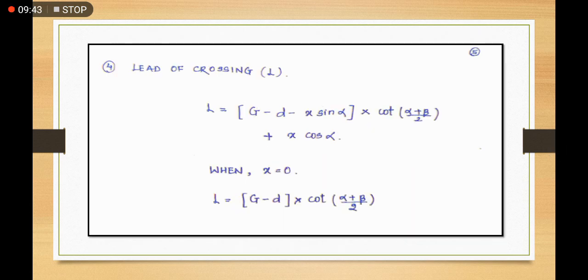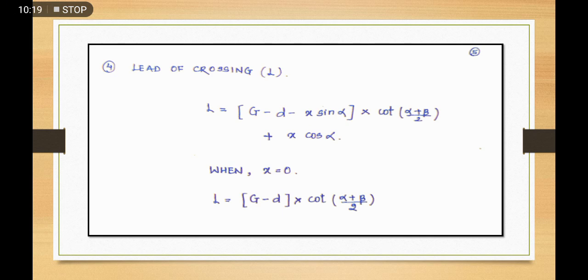And lastly we have the equation for lead of crossing L, and it is given by the gauge length minus the heel divergence minus vertical ordinate x sine alpha, into cot of (alpha plus beta) by 2, plus horizontal ordinate x cos alpha. So this is when the straight arm is present, when you are considering the value of x. When x is 0, the lead of crossing works out to be the gauge length minus the heel divergence into cot of (alpha plus beta) by 2.